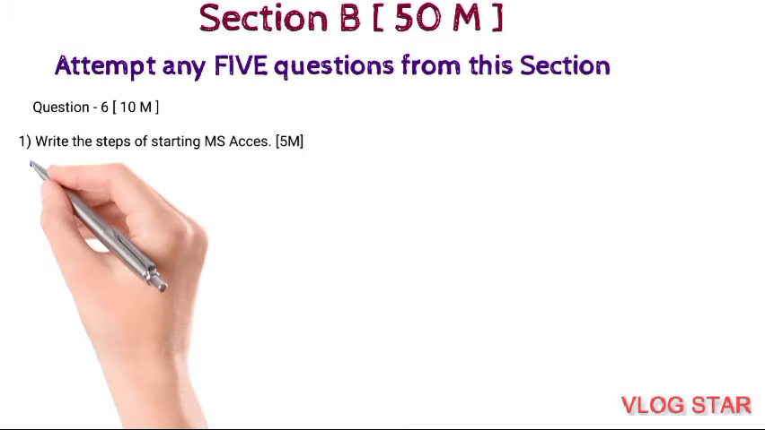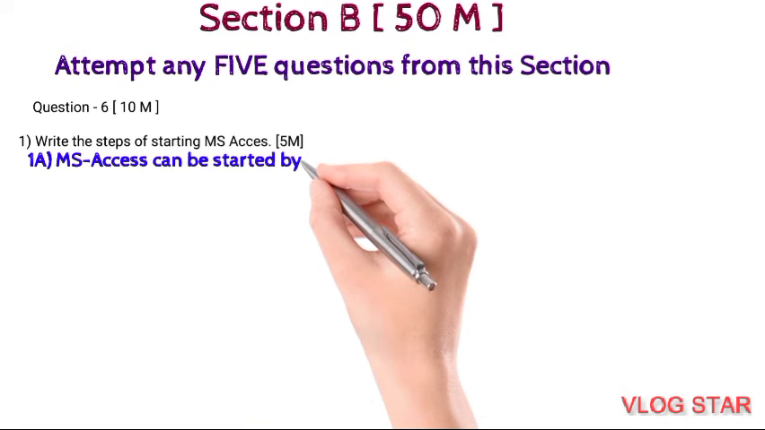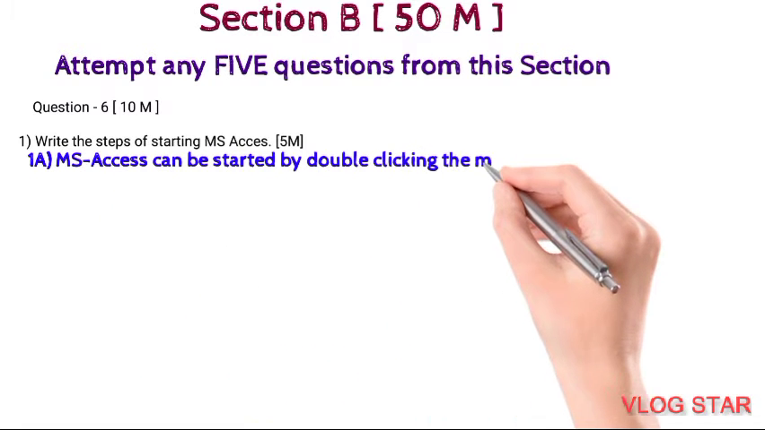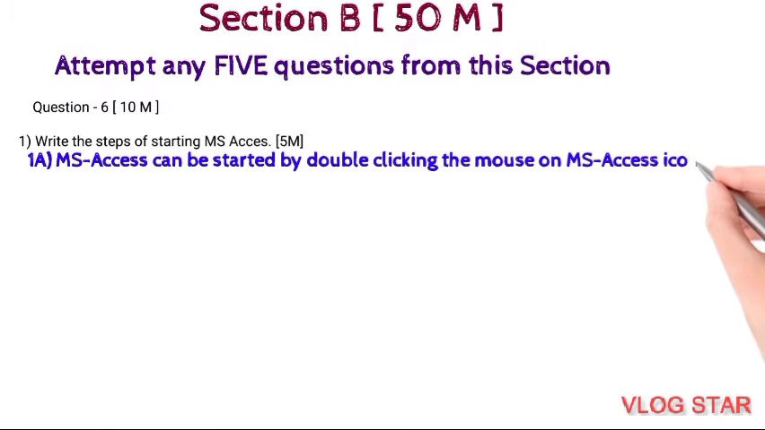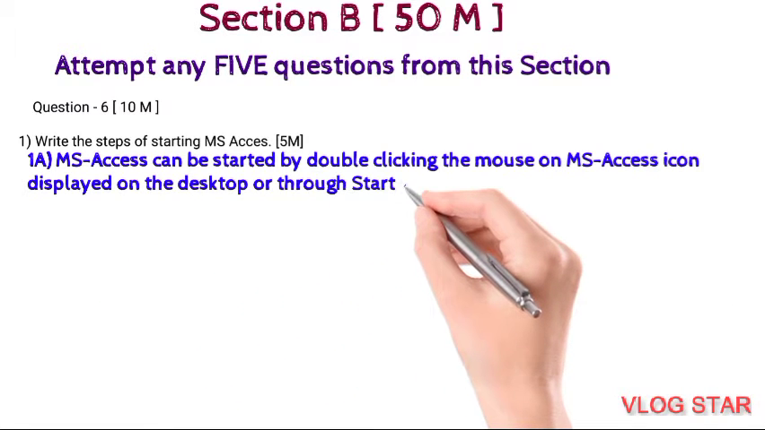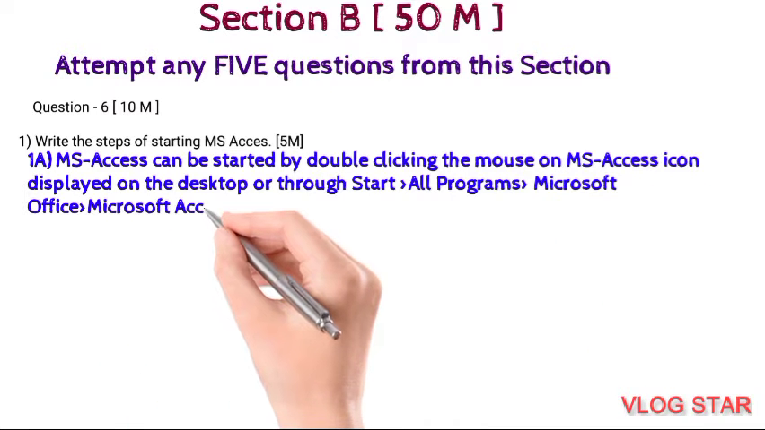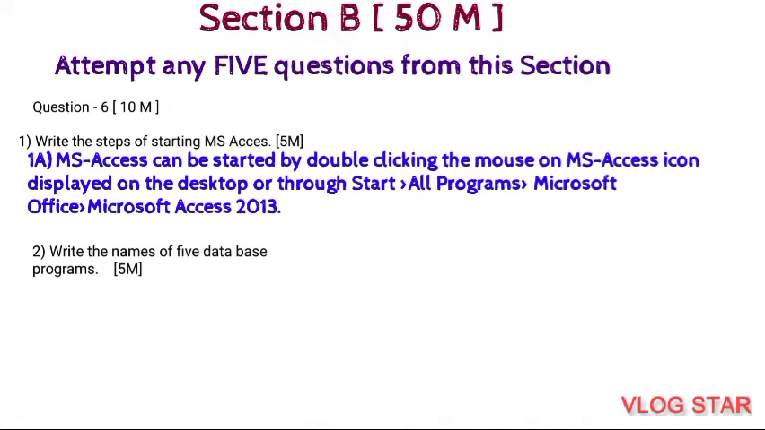Question number 6. It consists of 10 marks. Question number 1. Write the steps of starting of MS Access. It consists of 5 marks. MS Access can be started by double clicking the mouse on MS Access icon displayed on the desktop or through Start, All Programs, Microsoft Office, Microsoft Access 2013.